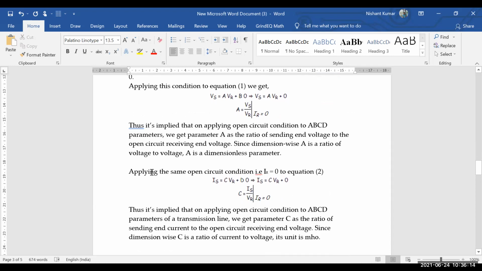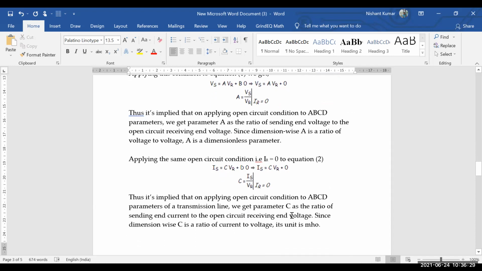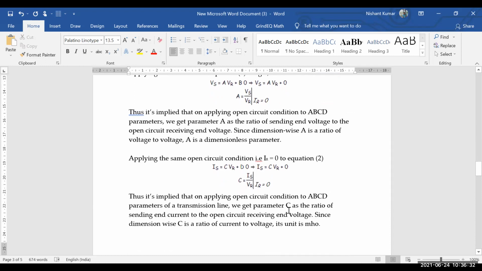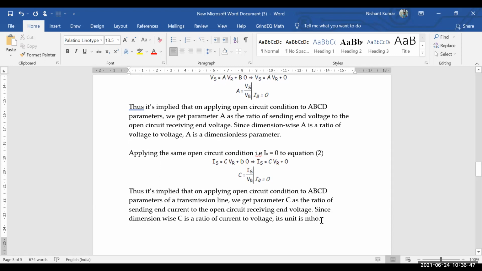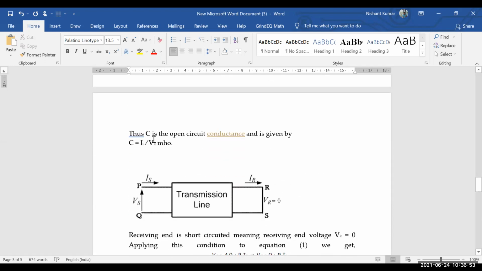Similarly, for another parameter, that is C, it is IS by VR, which is called admittance. This is an admittance parameter, and it will be in mho. So applying the open circuit condition to the ABCD parameters of a transmission line, we get the parameter C as the ratio of the sending end current to the open circuit receiving end voltage. Dimension-wise, C is the ratio of current to voltage, and the unit of admittance is mho. So C is the open circuit conductance and is given by IS by VR.